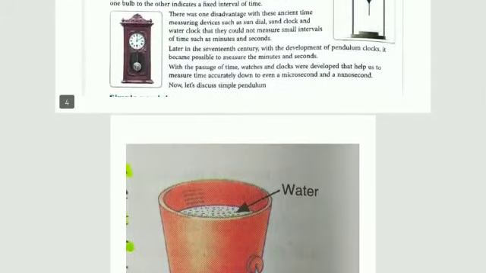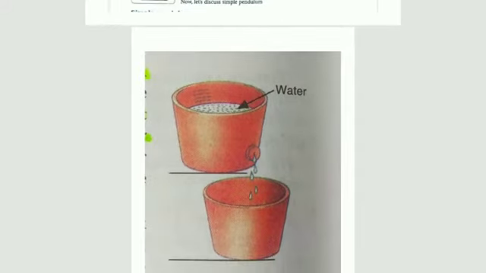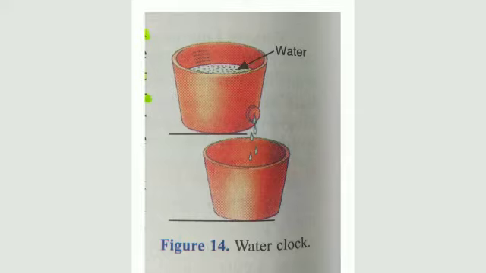Now come to water clock. This is a picture of water clock. It is a simple instrument, not very complex. First bucket is filled with water and there is a small hole in the first bucket, and second bucket is empty. The time interval is fixed. First time you just measure and observe the time, and from second time you will know when the first bucket will become empty at that fixed interval.